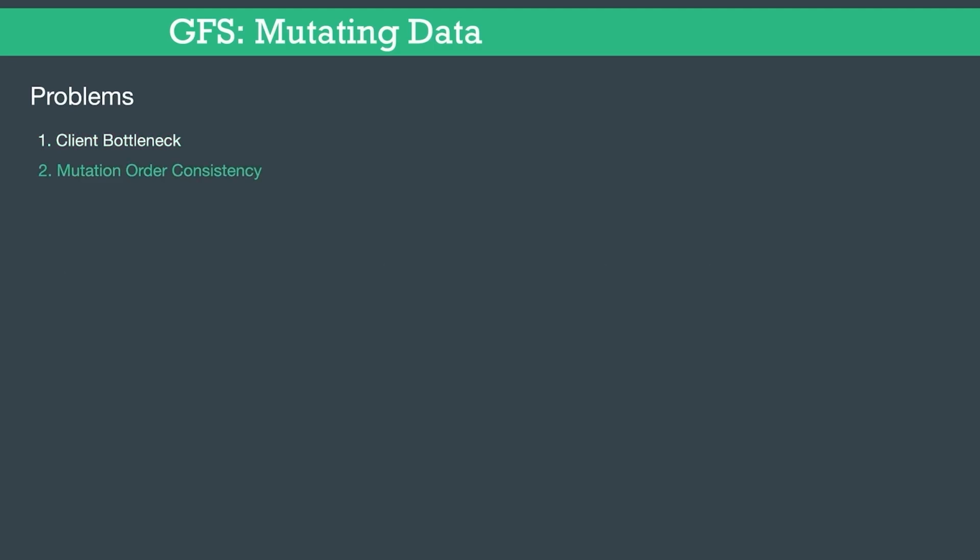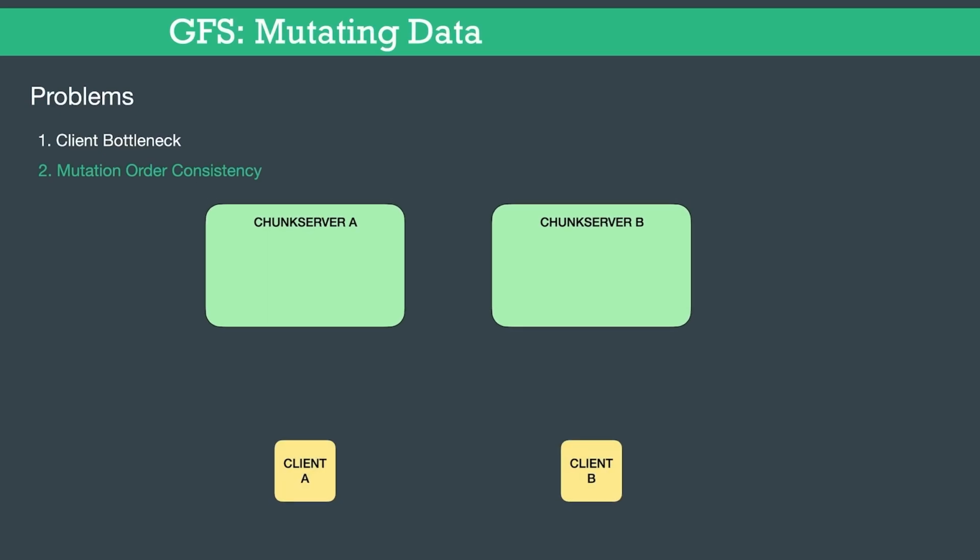The second problem is mutation order consistency. For instance, what happens if two GFS clients want to write or append to the same file? The order in which the appended data is added is not important as long as all replicas agree on it. If each client naively writes to each chunk server, there may be race conditions that result in some chunks storing appends in a different order. As a result, chunk data for the same handle may be different among chunk servers, and that would be bad.